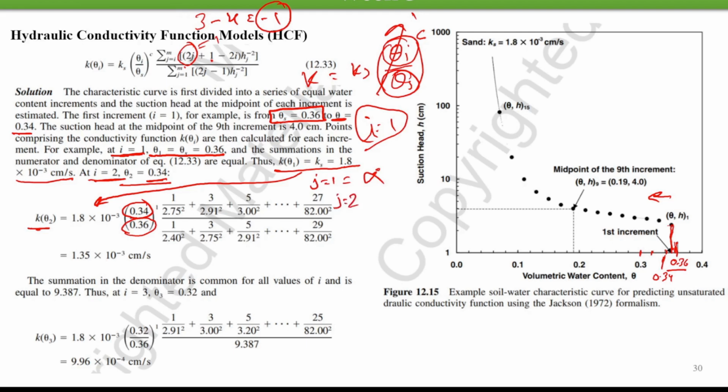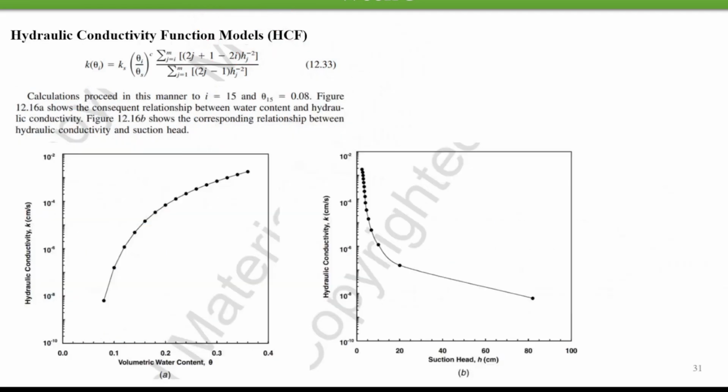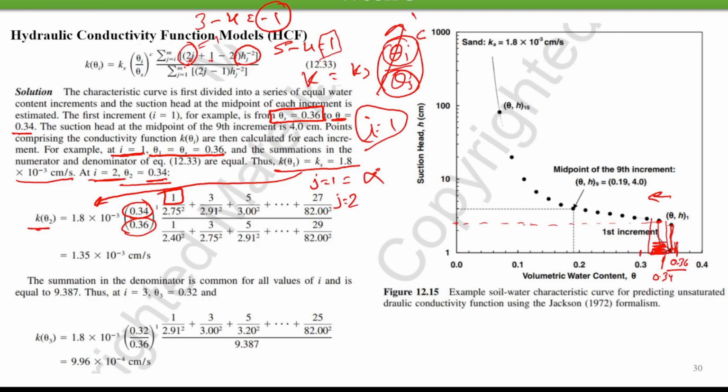For j is equal to 2, if you put j is equal to 2, 2 into 2 is 4, plus 1, that's going to be 5, minus 2i, with i anyway 2 for this second iteration, so that's 4, so it will be 1. So we'll write 1 divided by h square. What is h? h is the mean value of the suction head at this particular increment. In this increment, 0.34 to 0.32, this is the mean value, and if you observe, it's going to be somewhere around 2.7 or 2.6. So we'll write 2.75 to the power minus 2, or h square.